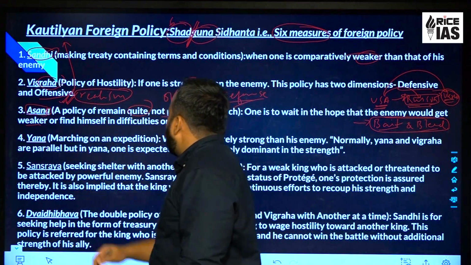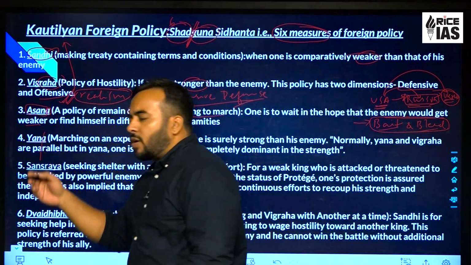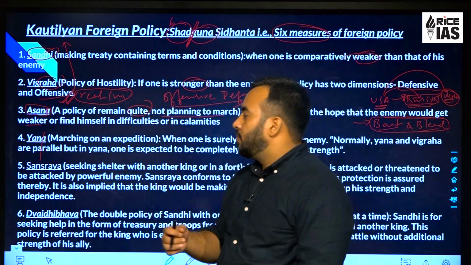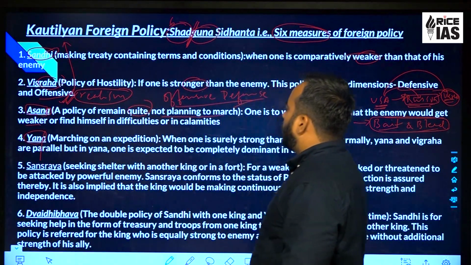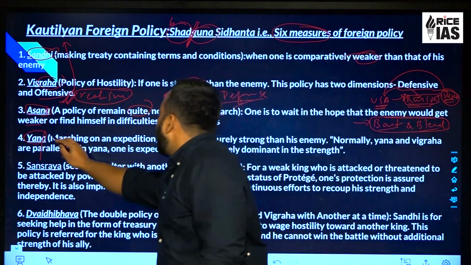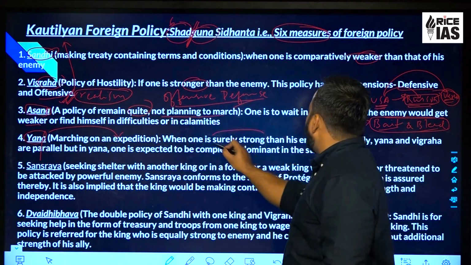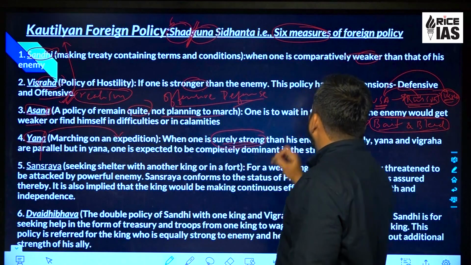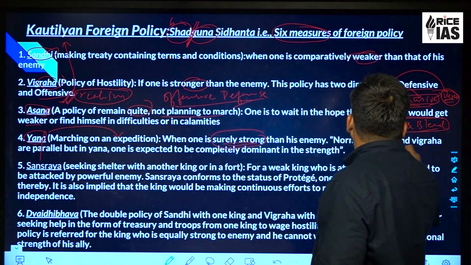So that is asana. This is yan. You might have heard of Heenyan, Mahayan. Yan is basically a vehicle. This has turned into yana in Roman. So this is vehicle and then marching on the expedition. So the march. Surely stronger than his enemy, then march. So this is very close to Vigrah.